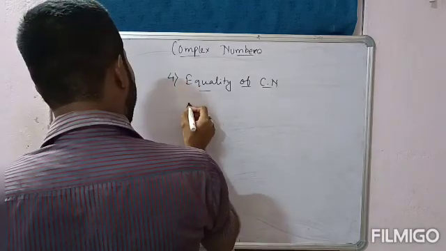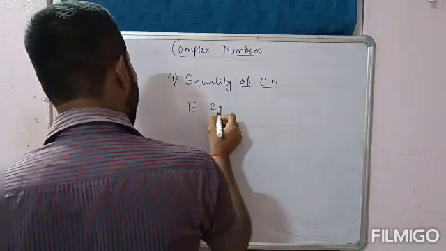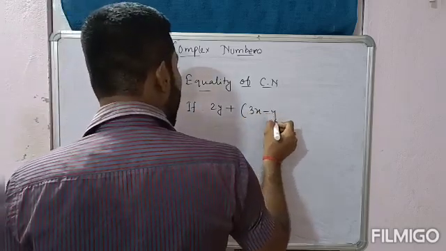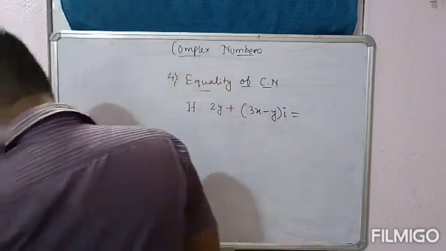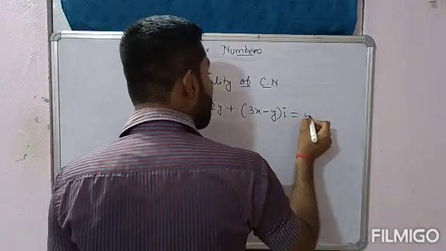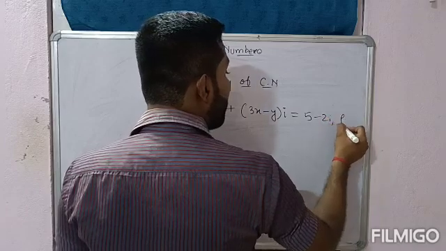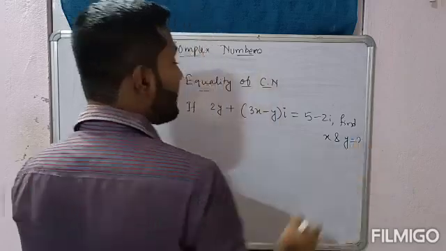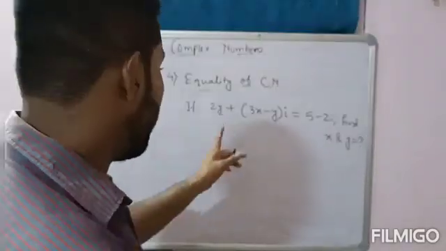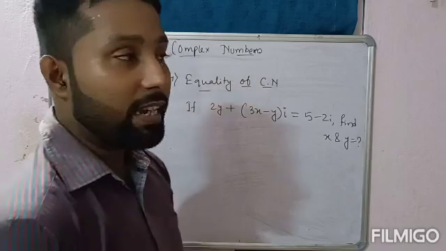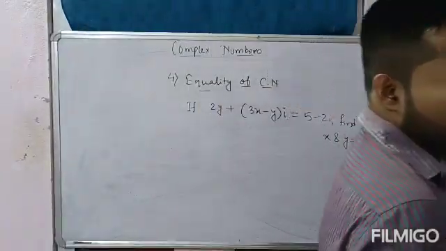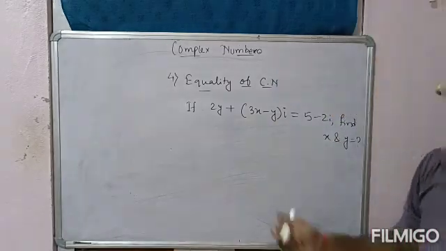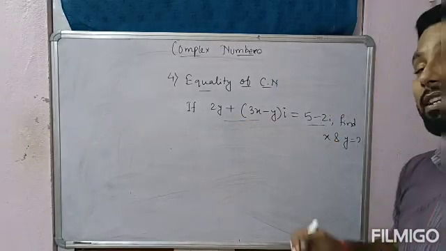So if the question is, if twice y plus (3x minus y) whole into i is equal to 5 minus 2i, then find x and y. Find the values of x and y. This is given, we have to find the values of x and y. How will it be found? What sign is in between? Equal sign.